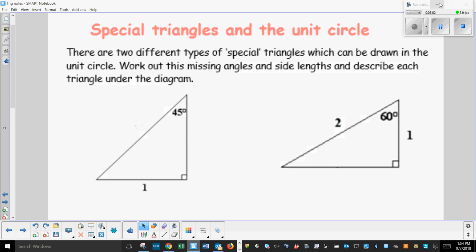Okay. So going on to special triangles and the unit circle. This is something that might have just been brushed over a little bit because it wasn't a big feature of the CIE and it's been a few years. So there are 2 different types of special triangles which can be drawn in the unit circle. Work out the missing angles and side lengths and describe each triangle under the diagram.